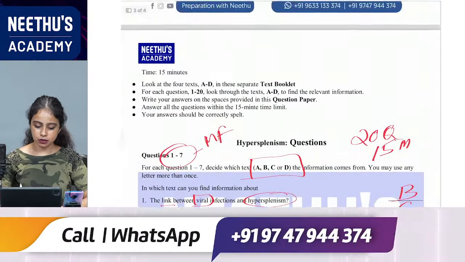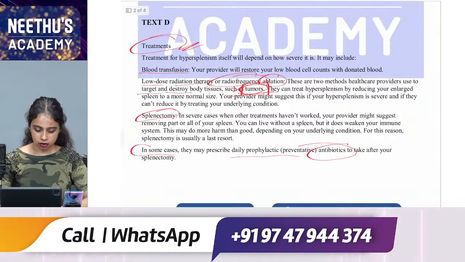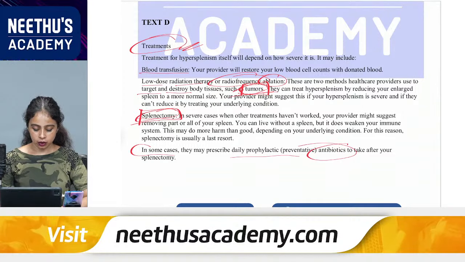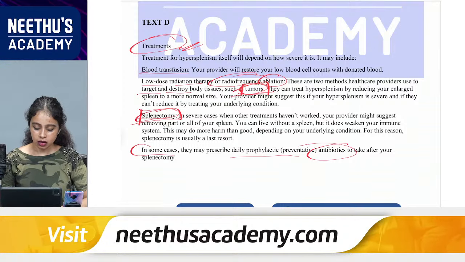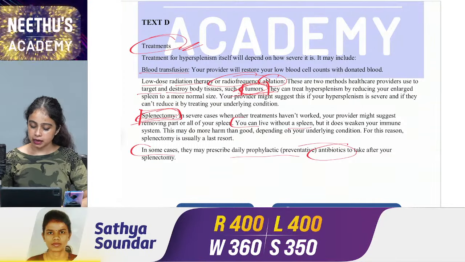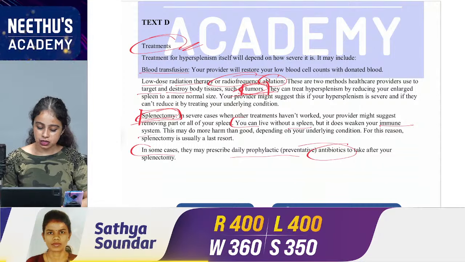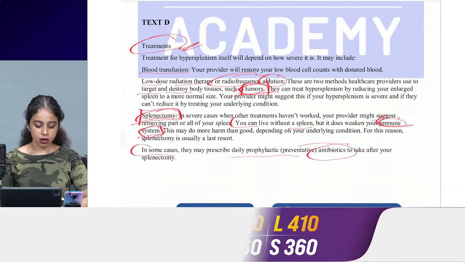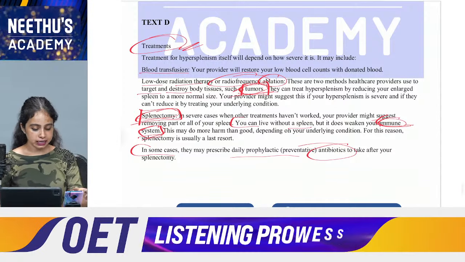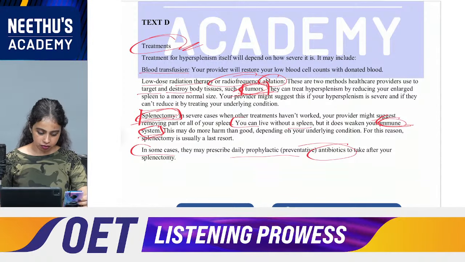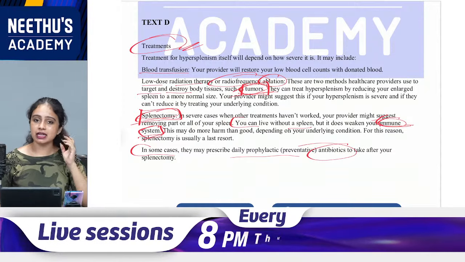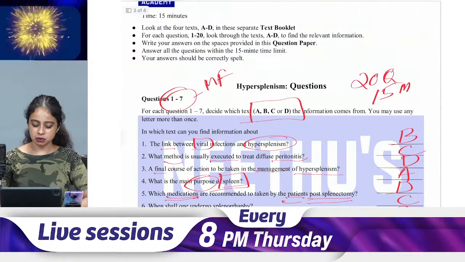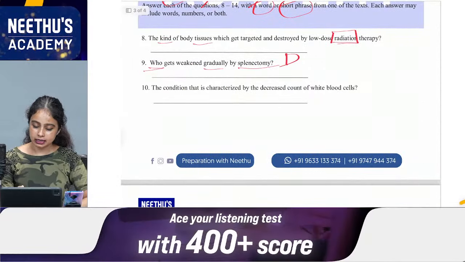So that is also in text D. Splenectomy is the keyword from the question. So what is your answer? You can live without a spleen, but it does weaken your immune system. So who gets weakened? Immune system should be the answer. Okay, Reshma, Ammu, Anu, Alfie, Binsi, Sharmi, Jubi, Grishma, yes, immune system. Very good, excellent. Okay, Soumya, immune system. So immune system should be the correct answer. It is from text D.